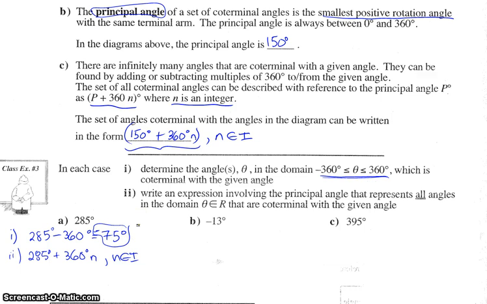Negative 13 degrees. Why don't you guys try this one and see as well. Just keep adding and subtracting 360 until you have a number between 0 and 360 to get a principal angle, but also to get a coterminal angle. Okay, pause your video, please.